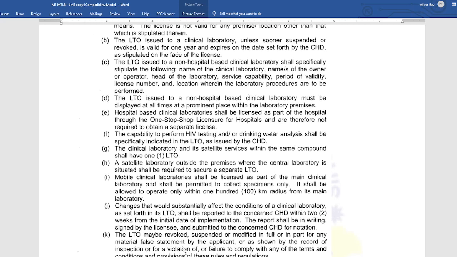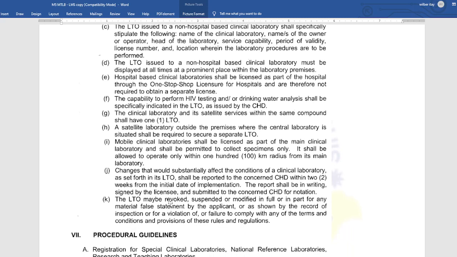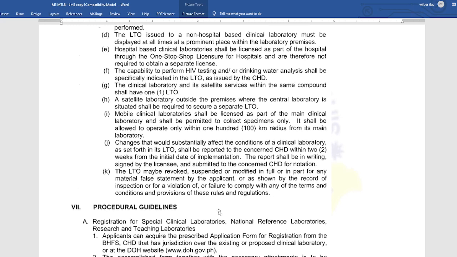Changes that would substantially affect the conditions ng lab shall be reported sa CHD within 2 weeks from the initial date. Like for example, may renovation, okay, may expansion, dapat na-note or na-inform si CHD. So, the LTO may be revoked, suspended, modified in full or in part for any material false statement ng applicant. Okay?